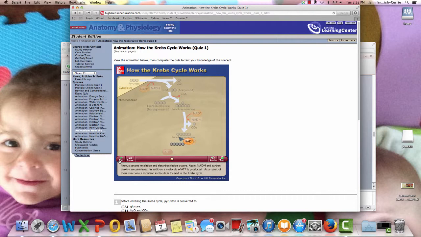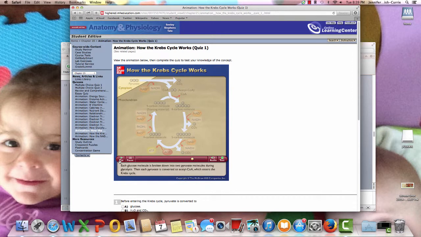Next, a second oxidation and decarboxylation occurs. Again, NADH and carbon dioxide are produced. In addition, a molecule of ATP is produced. As a result of these reactions, a 4-carbon molecule is formed in the Krebs cycle. Finally, the 4-carbon molecule is further oxidized, and the hydrogens that are removed are used to form NADH and FADH2. These reactions regenerate the 4-carbon molecule that initially reacts with acetyl-CoA.